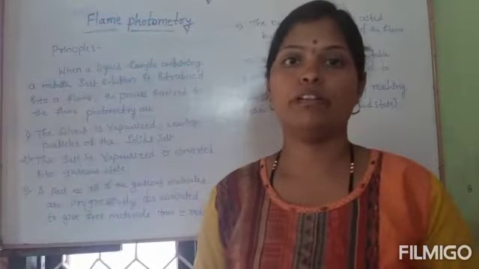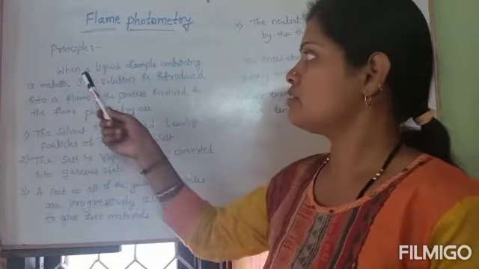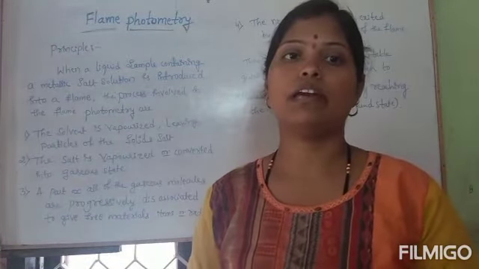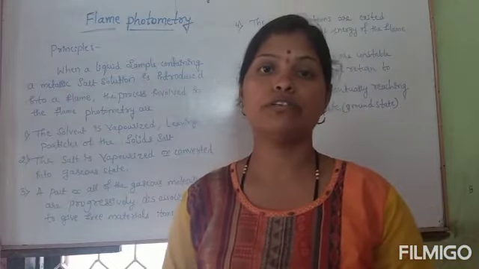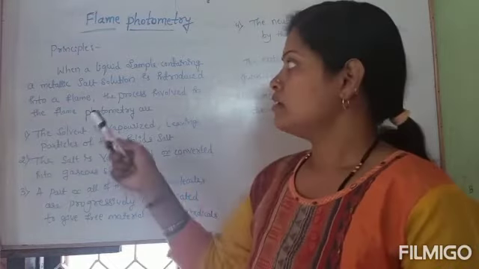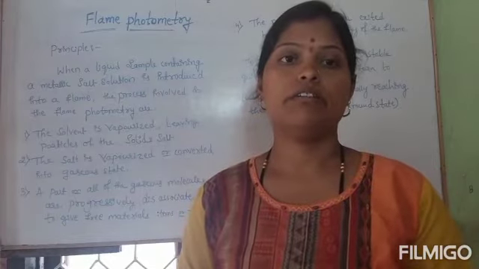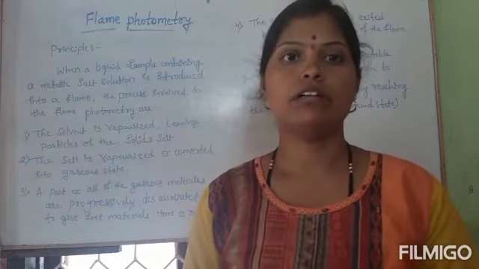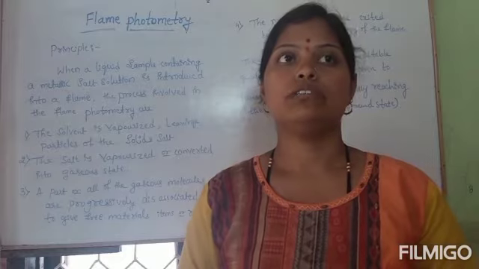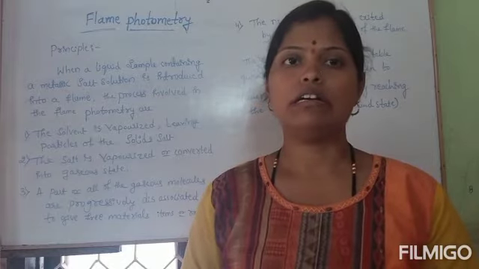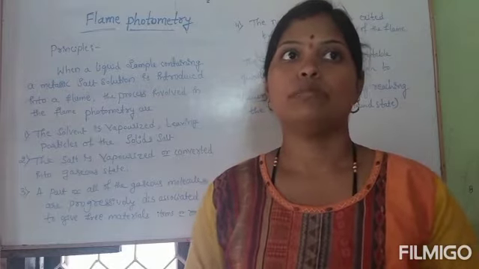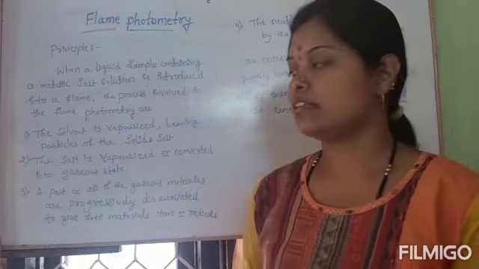The principle of flame photometry is: when a liquid sample containing a metal salt is introduced into a flame, the processes involved are as follows. The liquid solution contains a metal salt, and that solution is put into a flame. What process will happen? We'll see it step by step.